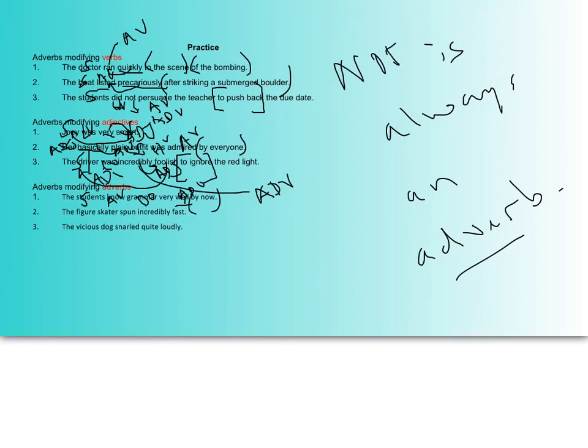And then it's describing how do they know it? They know it well. How well? Very well. So very is modifying well. Well is modifying know. The figure skater spun incredibly fast.